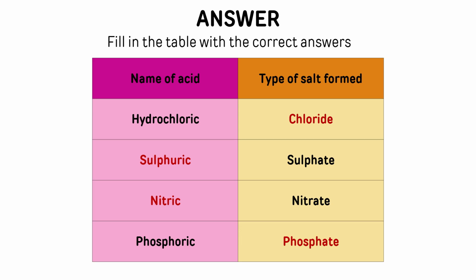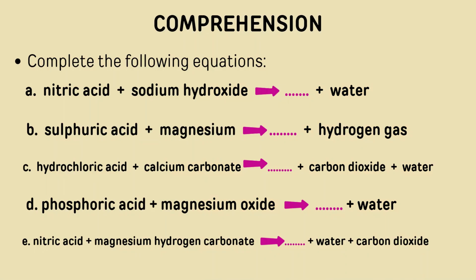Very good. So if you have a hydrochloric acid, the type of salt formed will be chloride salt. A sulfate comes from sulfuric acid, and nitrate will come from nitric acid. And from phosphoric acid, you get a phosphate salt.